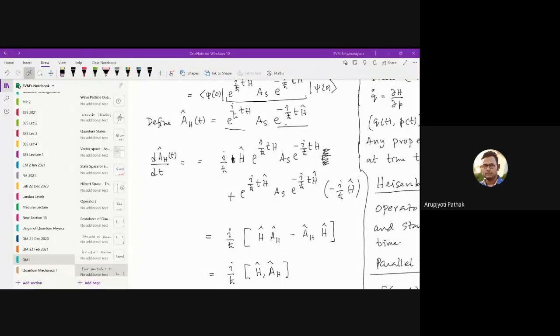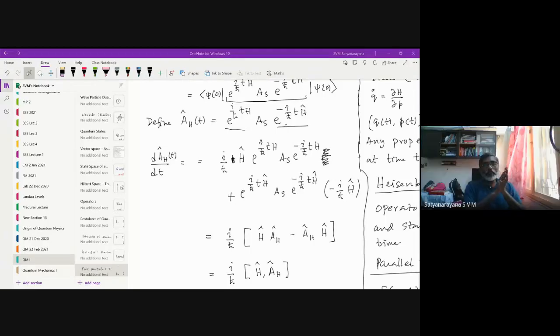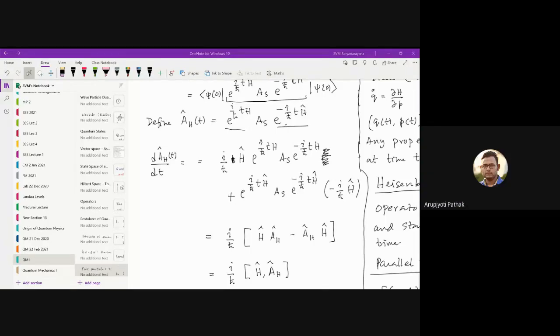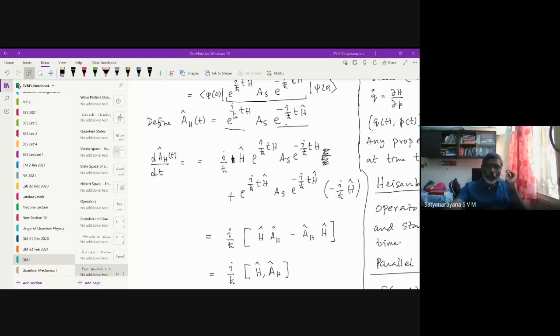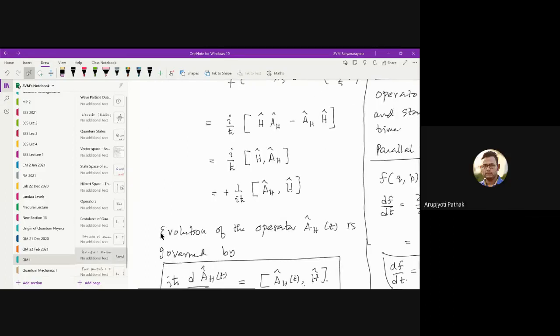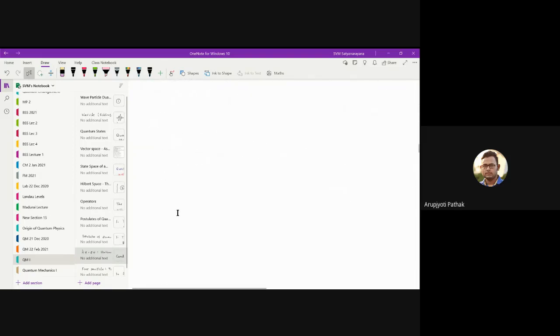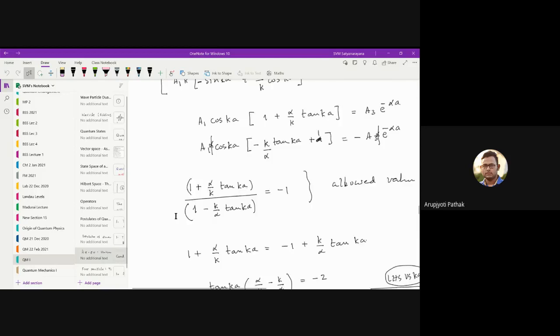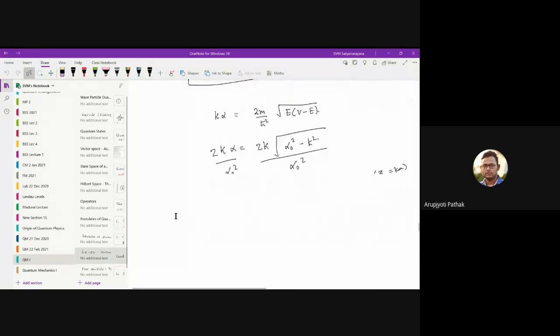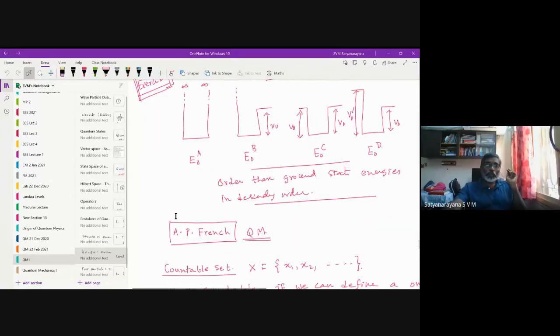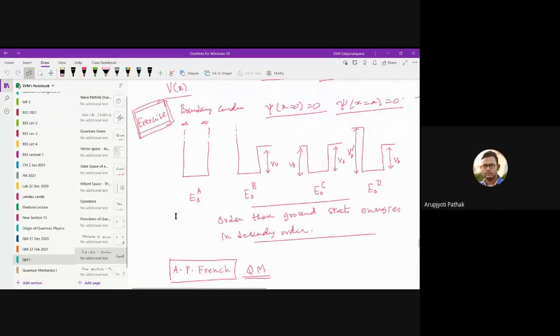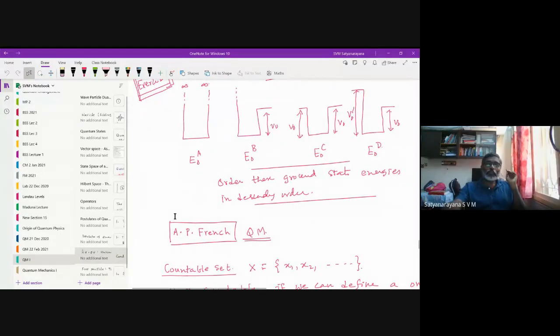Sir, last time you gave an exercise. In the fourth system, I have some difficulty in calculating energy. Sir, can you explain it? Which one? Last class? Yes, sir, in the last class, you asked to calculate energy in decreasing order. Okay, so that one. Yes, sir. This one. So what is the difficulty you are facing?